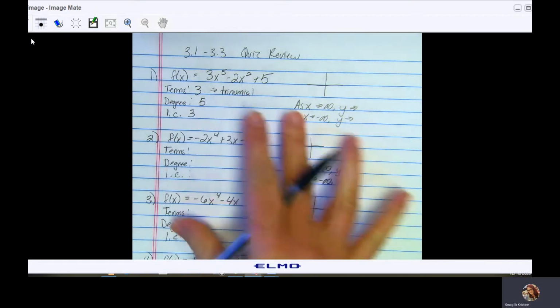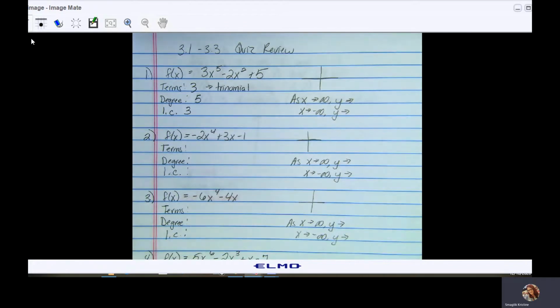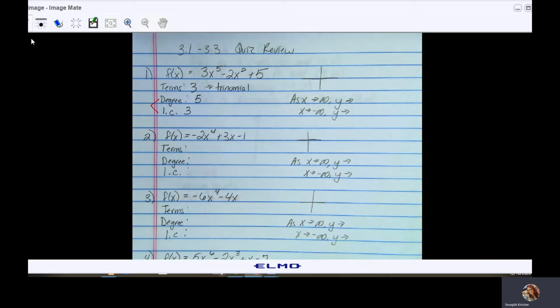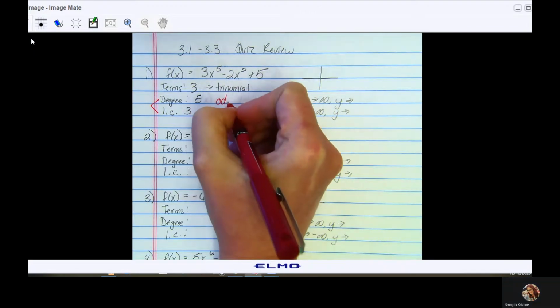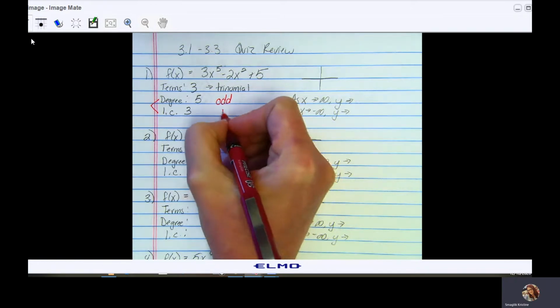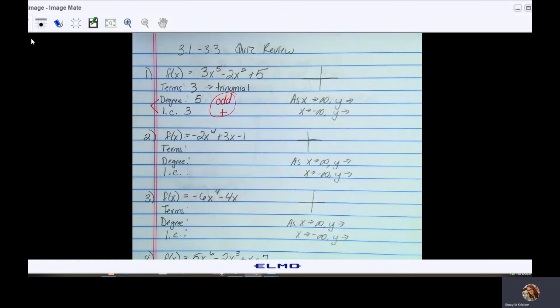Now let's pull this together and see what we get for end behavior. Dealing with end behavior, you are looking at your degree and your leading coefficient. On your degree, you're saying, is it even or odd? Well, 5 is an odd number. On your leading coefficient, the question you need to ask yourself is, is it positive or negative? This one is positive. So this function's end behavior is odd positive.